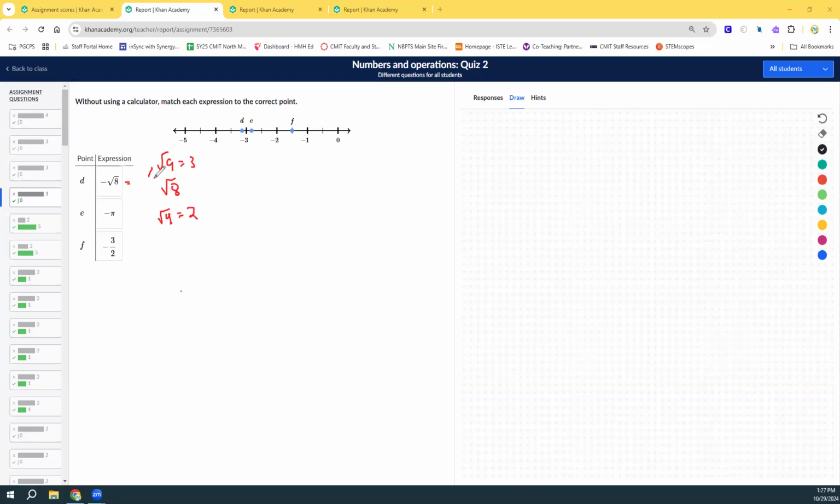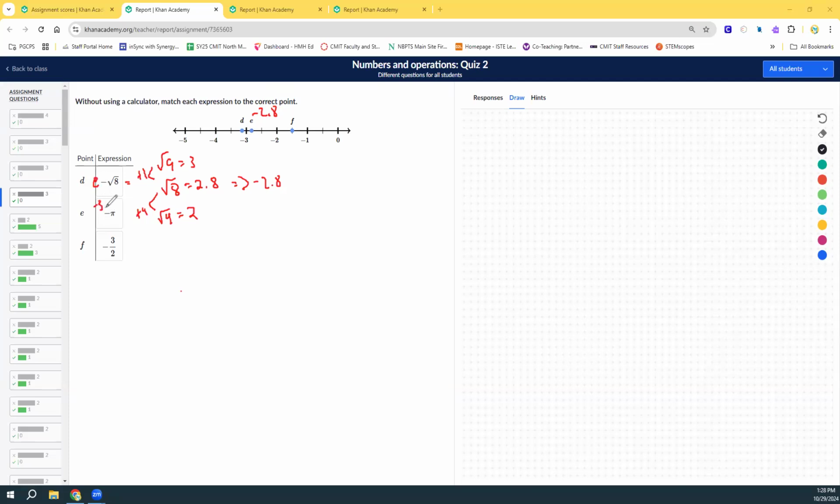But what is it closer to? It's only 1 away from 9, and it is 4 away from 4. So it's way closer to 3. So we're going to say something like 2.8, 2.9, something like that. And there's a negative in front, so we want negative 2.8 or 2.9. Which one of these would that be? Well, I'm in my negatives, so I'm thinking backwards. And so that would be right here, not all the way to negative 3. So this should be E.